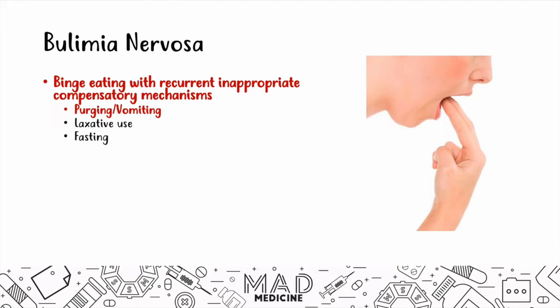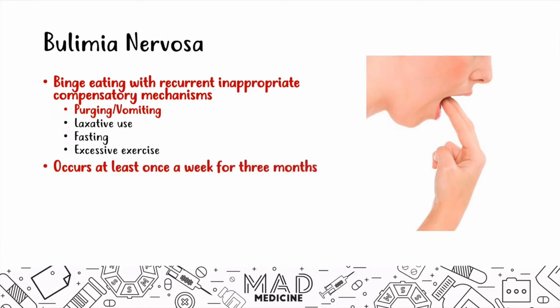Or they can also end up fasting after they binge eat. So let's say they binge eat and then they don't eat for a whole day. Then they'll binge eat and then they don't eat. They can also excessively exercise, right? We talked about this. Anorexia and bulimia are so common in so many ways. So that shouldn't surprise you. Now, this should happen at least once a week for 3 months. That's the key giveaway. Once a week for 3 months, similar to anorexia.